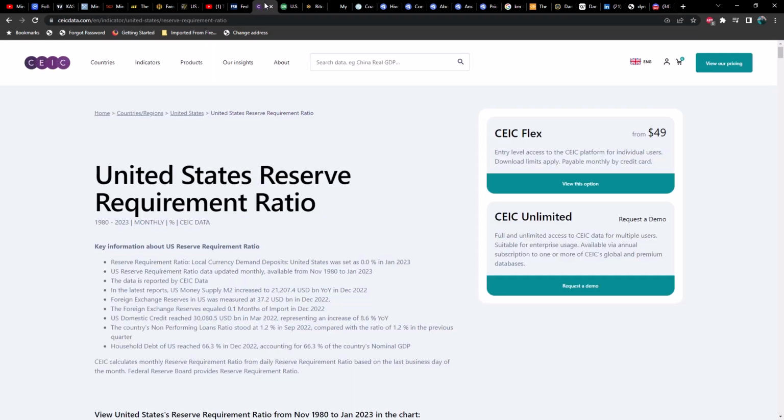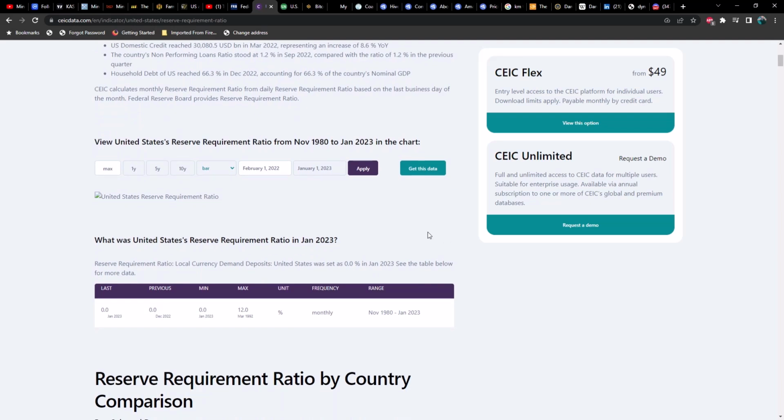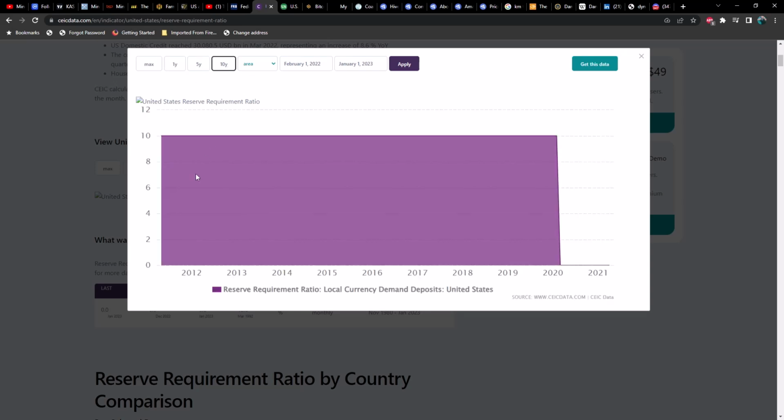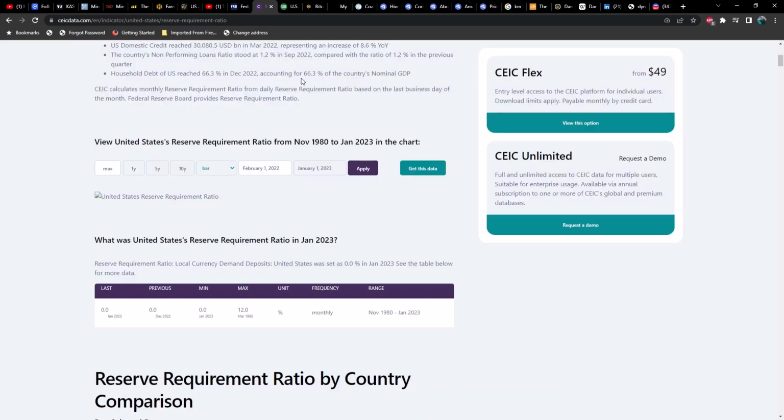Don't believe me? Let's take another look. So 1980 to 2023, reserve requirement ratios, local currency demand deposits, United States was set to 0% in January of 2023. Well, how does that compare to the rest of the world? Or perhaps let's just see how it compared to the past. Let's go back 10 years. Yeah, what do you know? 2011, 12, 13, 14, 15, all the way up to 2020, 10%. After 2020, 0%. You can't make this stuff up, guys.